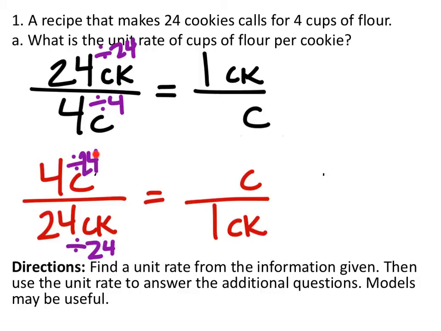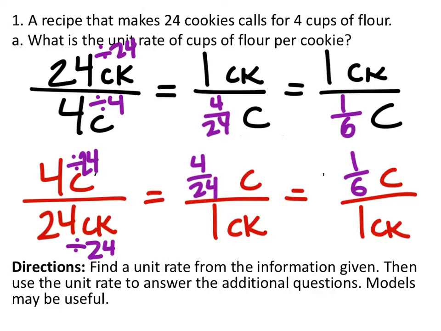And yes, I apologize, I wrote that down wrong, so I corrected it. It's 4 divided by 24 there. And 4/24ths can be simplified, so that's what I'm going to do now. And we see that both of these give us a proportional ratio of 1/6 cup to 1 cookie, or 1 cookie to 1/6 cup.